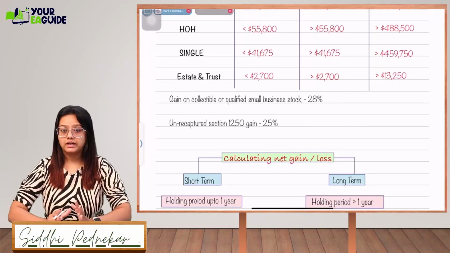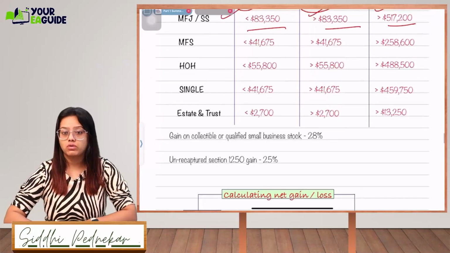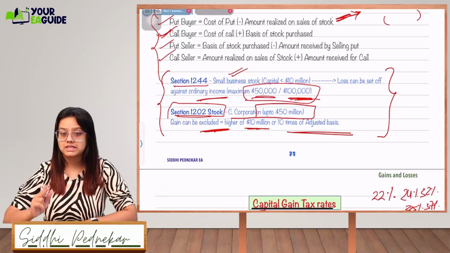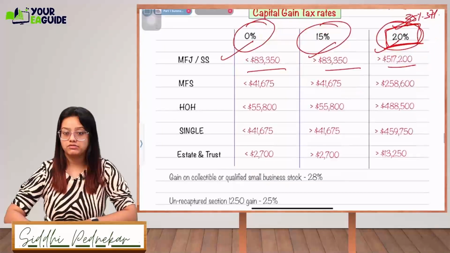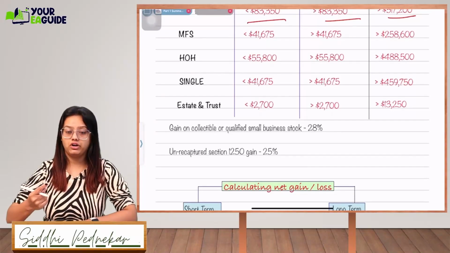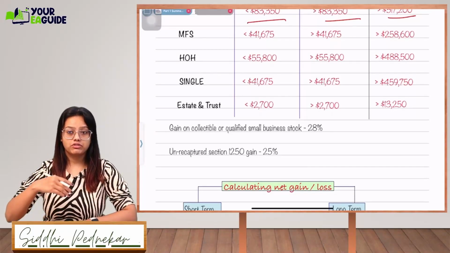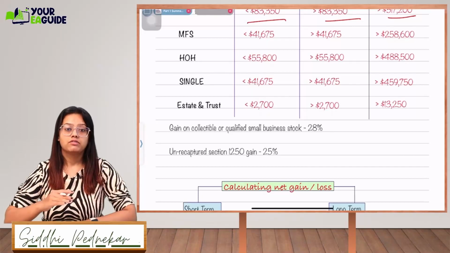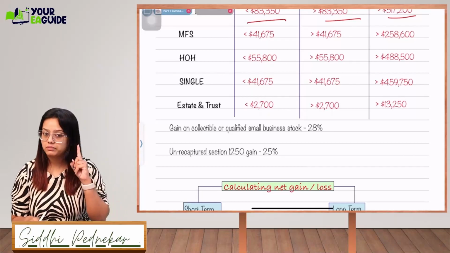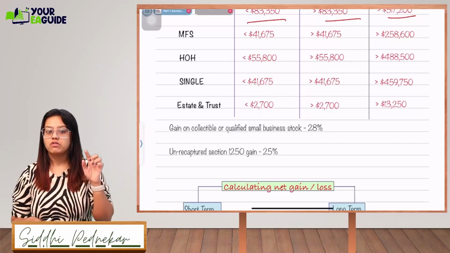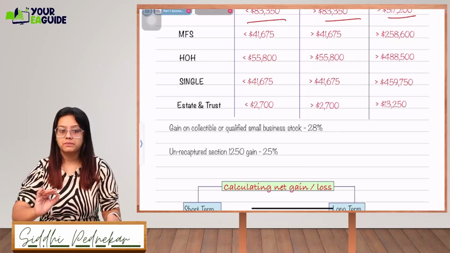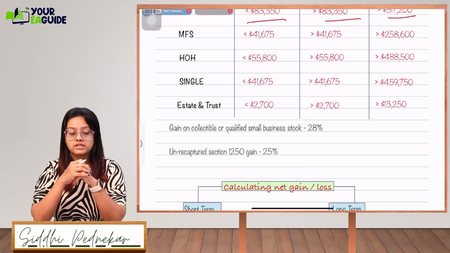Gain on collectible or qualified small business stock. Qualified small business stocks is nothing but this one. Okay, small business stock means capital whose capital is up to 10 million. For them, a flat 28% rate is there. Even if you earn $1, $2, $3, whatever, even if you earn $5 lakh as a gain, flat 28% will be there on collectibles and qualified. There will be one question for this percentage. What is the tax rate for the collectible items? That is 28%.